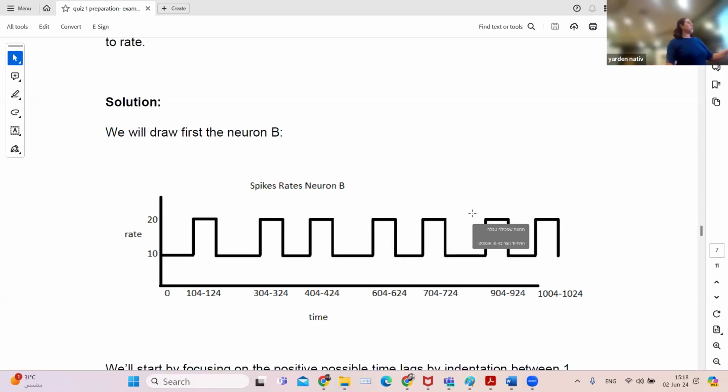So the first thing is to understand how to draw the neuron. You can see here, since there is a spike in neuron A at 100 milliseconds, there will be a response of 10 to 20 for neuron B, and it will last for 20 milliseconds. So I start by drawing it. And now you need to think about what is a full overlapping, what is a non-overlapping, and what is partial.